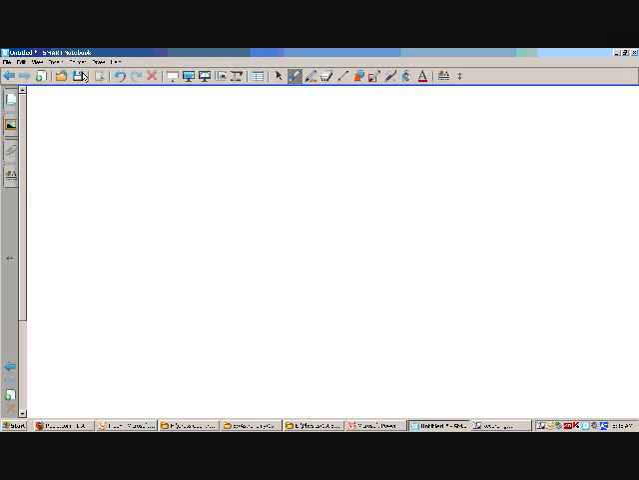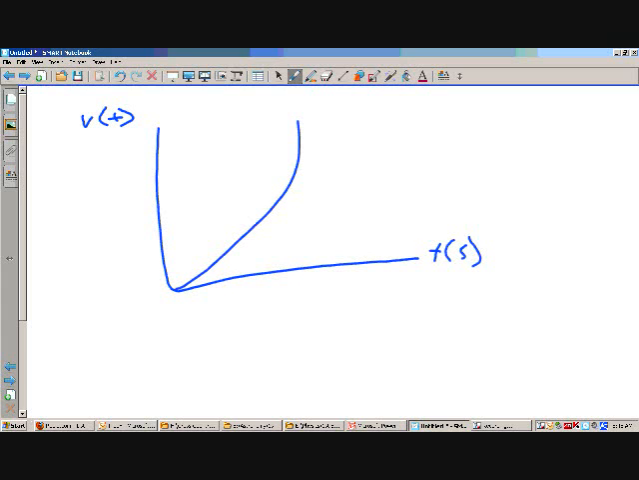But if it's not, if we got a velocity versus time curve that looks something like that, it's not as clear cut. That's not a straight line, by the way. That's actually a very poorly drawn line. It's not as clear cut.